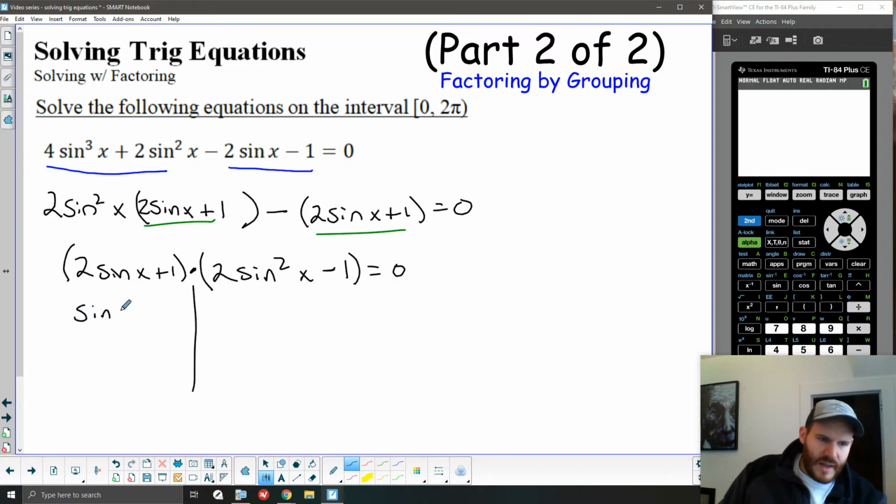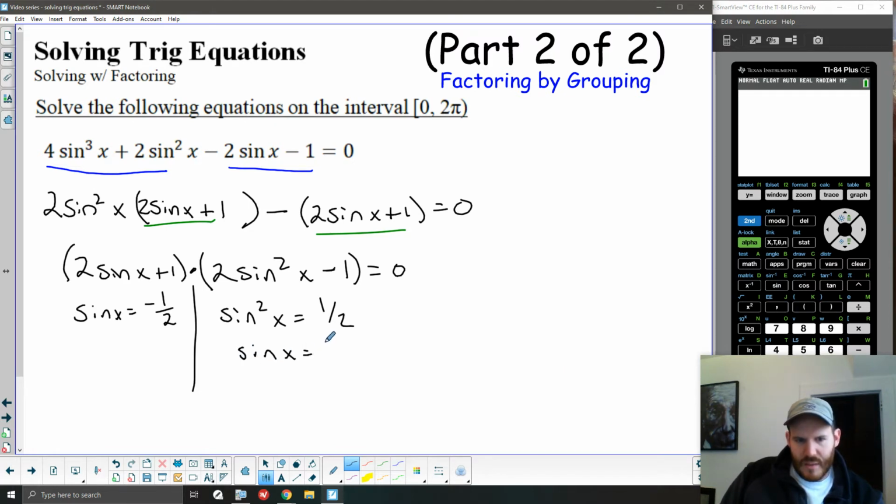So either sine x would need to be negative 1/2, because that value would make this term equal to 0. Or I could get sine squared x equals positive 1/2. And as we saw just a moment ago, if I take the square root of both sides, I would get that sine x is equal to plus or minus root 2 over 2. Okay, so those are my values for sine, but I still haven't solved the problem because I'm trying to solve for the values x on the interval 0 to 2 pi.